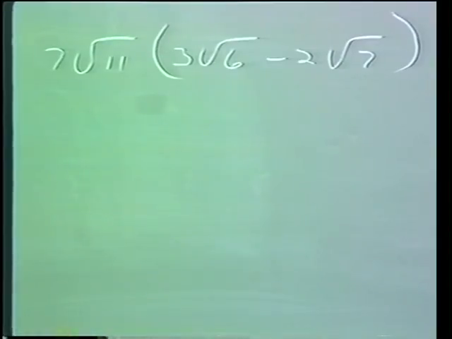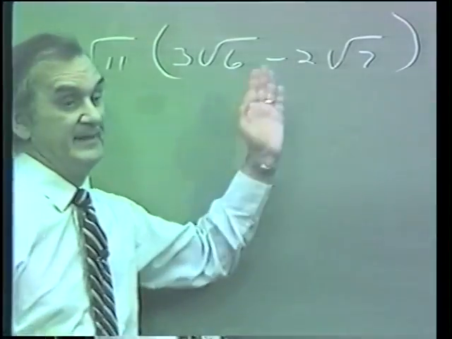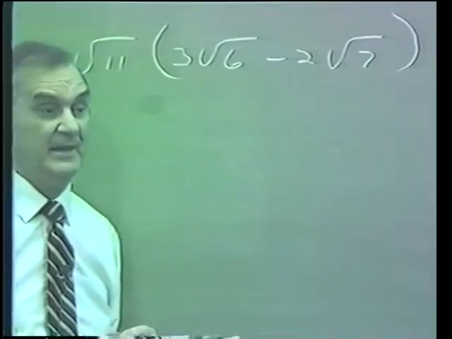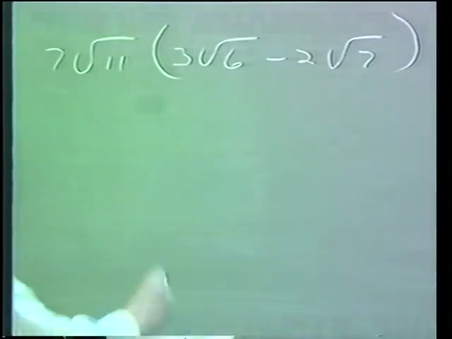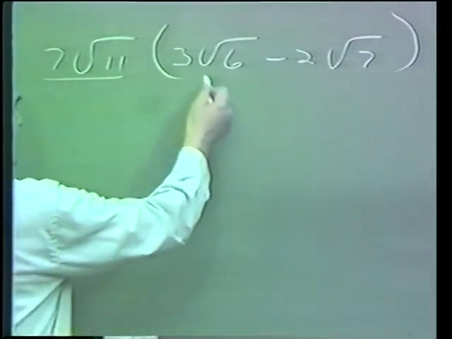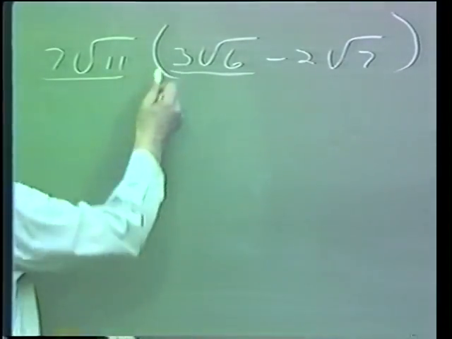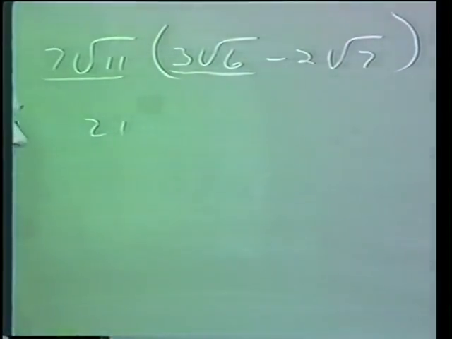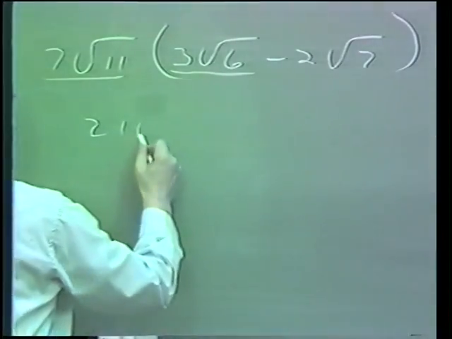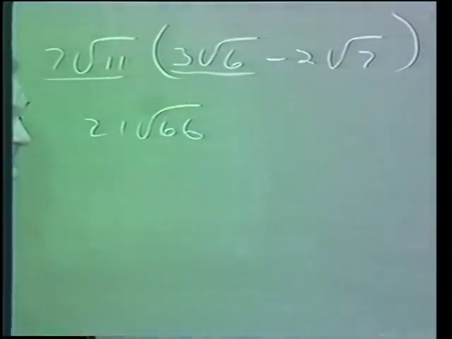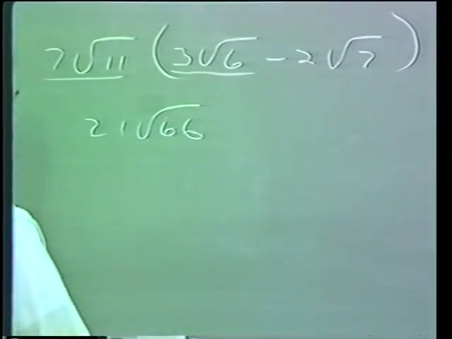Okay, Michael, what did you get for an answer for this one? 21 square roots of 66 minus 14 square roots of 77. Very good. What we're doing here is multiplying one times many, a monomial times a polynomial. It says 7 square roots of 11 times 3 square roots of 6. First thing we do is take care of the coefficient. 7 times 3 is 21. Square root of 11 times square root of 6 is the square root of 66. And there's the first term.